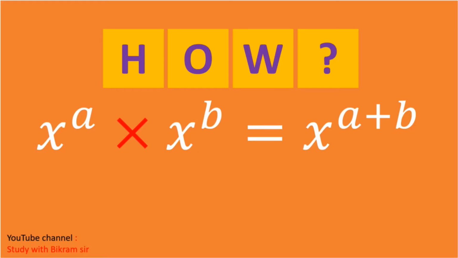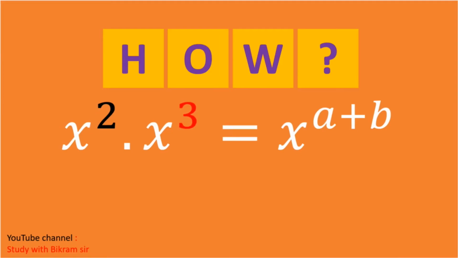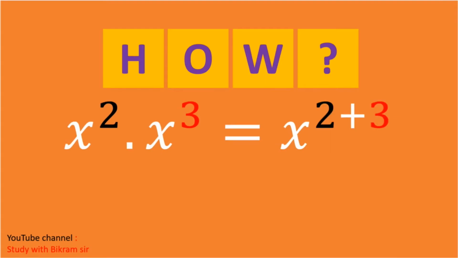To understand this equation, we need to put some values in a and b. In place of a, let's put 2. In place of b, let's put 3. Now let's check whether x to the power 2 dot x to the power 3 is equal to x to the power 2 plus 3 or not.